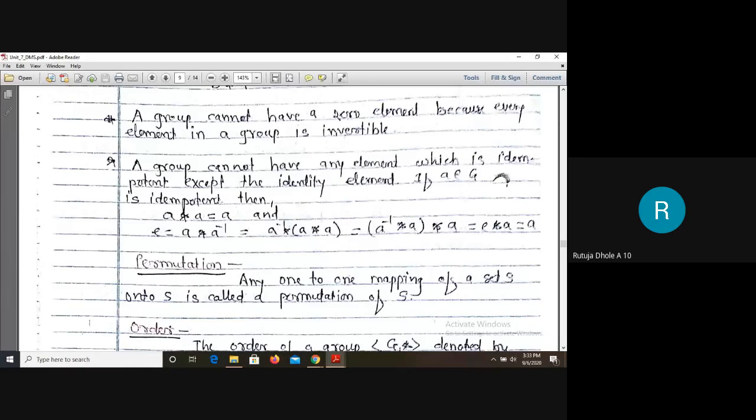So what is the meaning of this statement? Only the identity element can be idempotent. What does idempotent property mean? A star A is equal to A. It means that if you perform any operation on element A, it will give A only. This is the idempotent property.